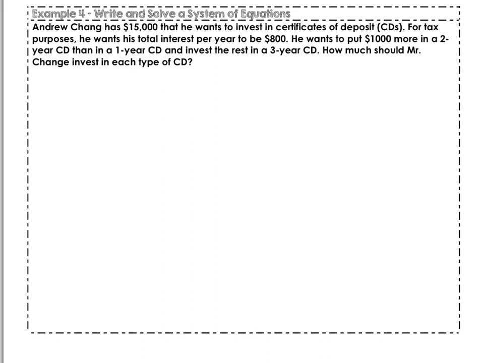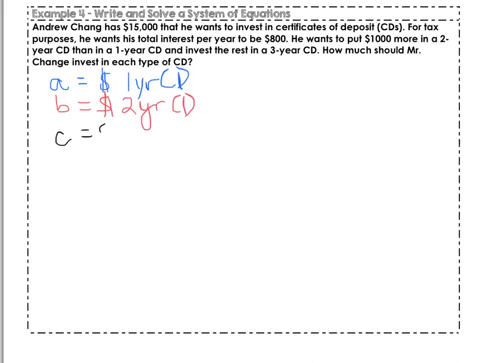All right, a few giveaways. We need some variables here. And I've been given a 1-year CD, a 2-year CD, and a 3-year CD. But the question's asking me for how much, aka how much money should he invest. That's why we're actually going to let our variable A be the money put towards a 1-year CD. We're going to let B be the money put towards a 2-year CD. And we're going to let C equal the money towards a 3-year CD.